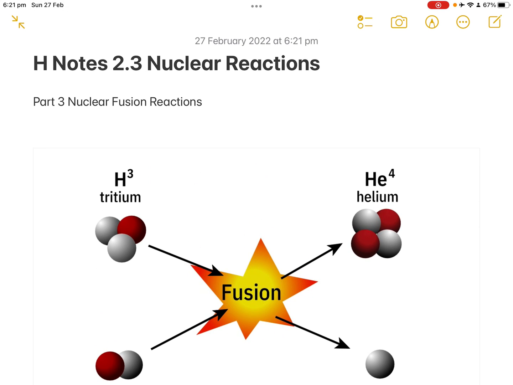Higher Notes, Unit 2, Section 3, Nuclear Reactions. This is part 3, where we're going to look at nuclear fusion reactions.